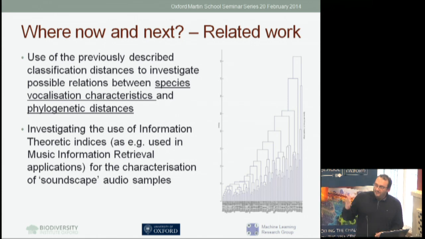And also, as I briefly spoke about, we're trying to get a coarser idea of, is this recording something that could have birdsong in it? Is there a point in classifying it or not? And we're using a number of techniques, mainly from information retrieval applications here, but again, I'm not going to go into detail about that.